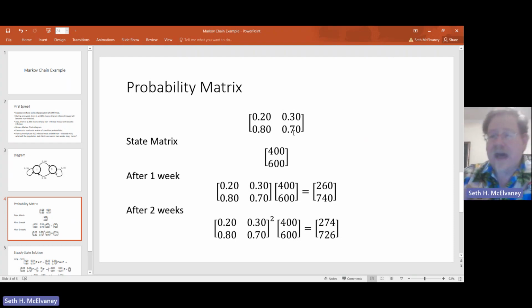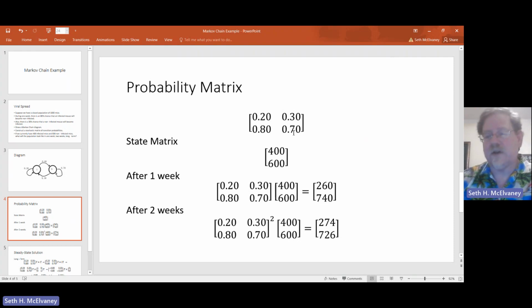Okay, so anyway, after 1 week, we want to know, well, what's going to happen after 1 week? We're going to multiply the transition matrix times our state matrix. And we're going to wind up with 260 and 740. All right, we just do matrix multiplication. You can throw it into a calculator if you want to, but you could probably work this out by hand.